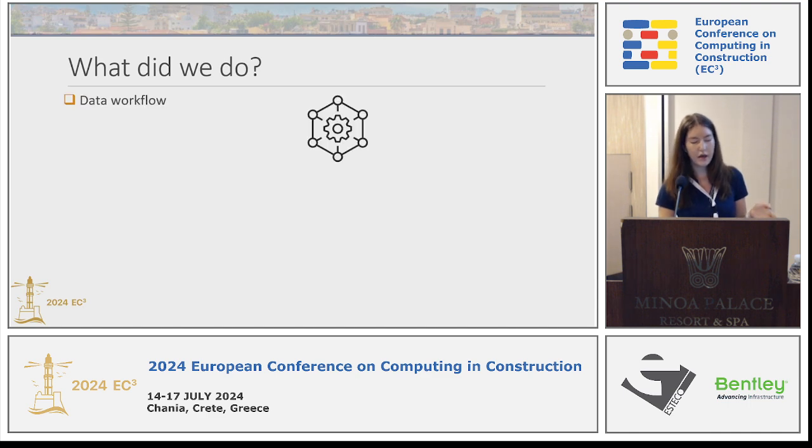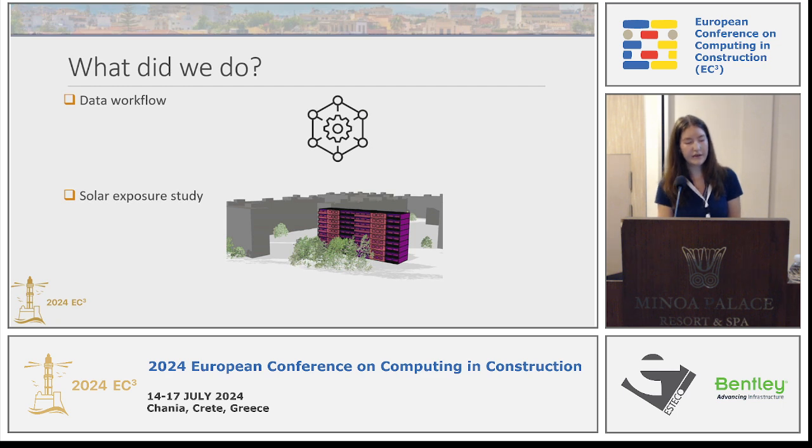So what did we do? We created this data workflow to integrate data from different sources to facilitate making a level of detail tree models for renovation projects, for assessment in early stages, because if they don't make detailed models when they are renovating a specific building, there is no chance that anybody is going to make it for early stage assessment reasons. And then we examined the benefits of the workflow through a solar exposure study. Why solar? Because it's the most simplified way to get an indication of what the effect would be.